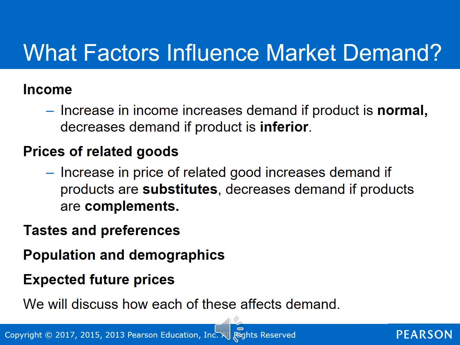So what factors influence market demand? What are these variables that can change and cause a shift in the demand curve? Here are the 5 major ones that we're going to talk about in this chapter. The first is income. The second is the prices of related goods. Next is tastes and preferences, population and demographics, and finally the expected future prices.